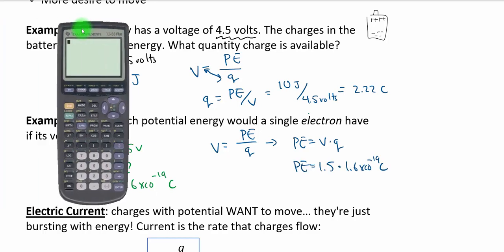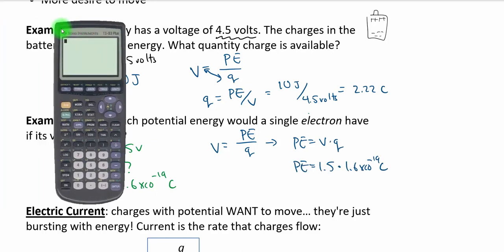Let's see, swoop it on over there. And let's go and do a little refresher on how to type this stuff in. 1.5, that's easy. 1.6, that's easy. But the times 10 to the negative 19th. So on one of these calculators, I can do parentheses. I'm going to put parentheses around my numbers here too, just to be safe. Parentheses 1.5 multiplied by parentheses 1.6.